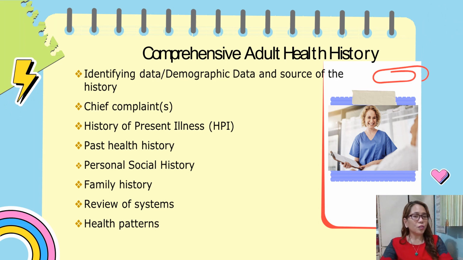Okay, these are the components of your comprehensive adult health history. So you have to begin again in identifying data. No, it includes demographic data and the source of the history. So an example of your demographic data, the name of your client, the age of your client, birthday, and so on. The chief complaints, okay, the reason of why the patient visit your clinic.